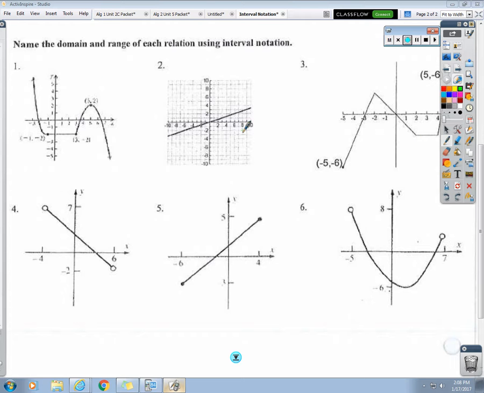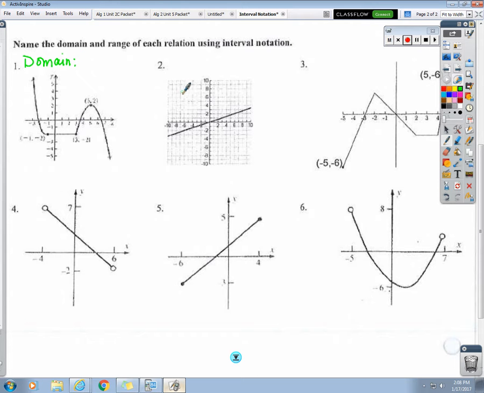Friday, we did the domain for these 6 problems, but we did not do the range. Remember, the domain, oh, we didn't make it to any of them? Okay, so let's start with domain. It's the worksheet from Friday.